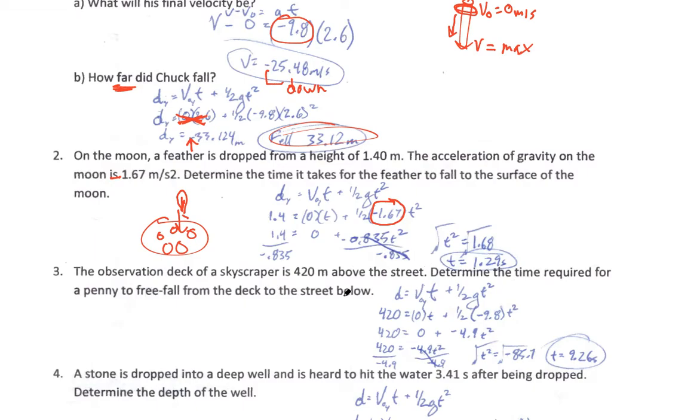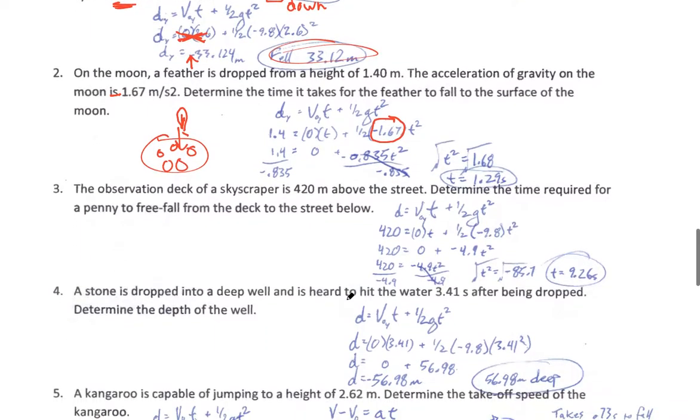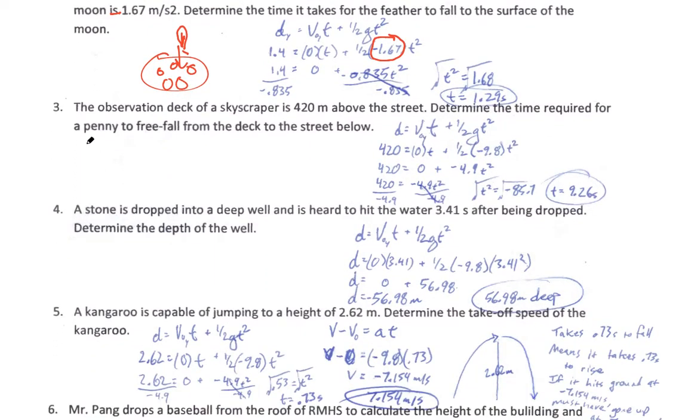All right, take a look at number 3. The observation deck of a skyscraper is 420 meters above the street. Determine the time required for a penny to free fall from the deck to the street below.